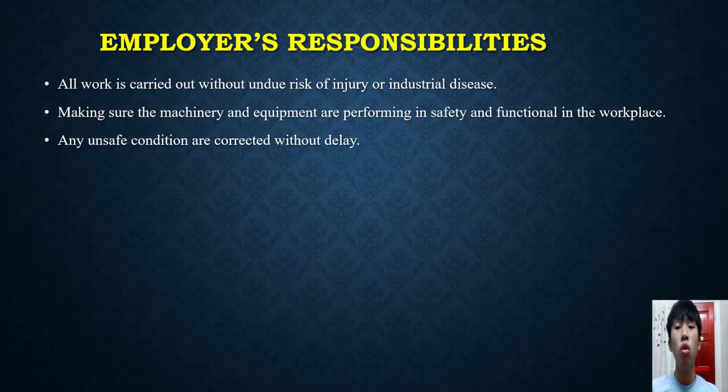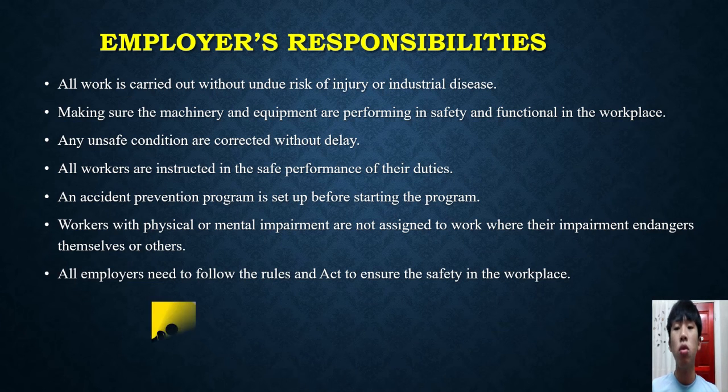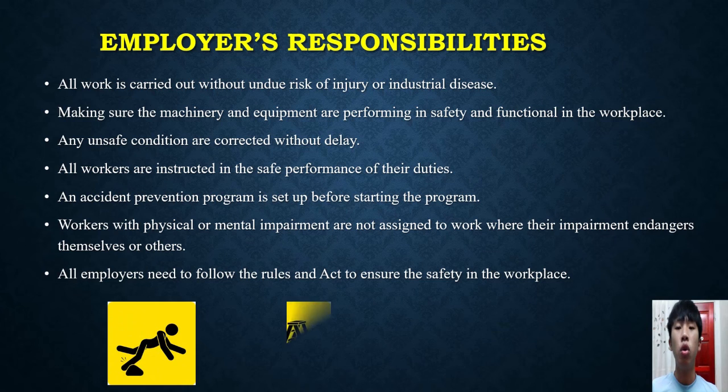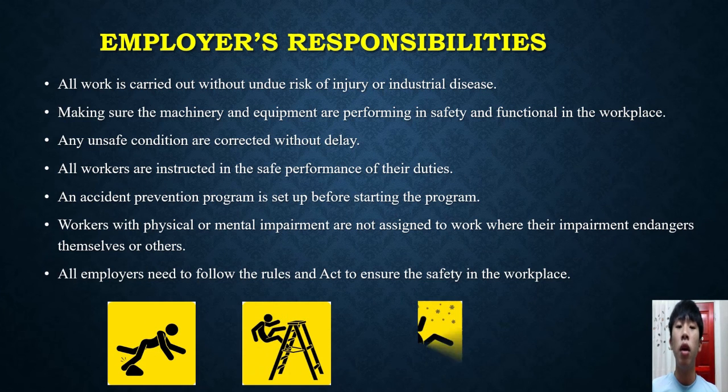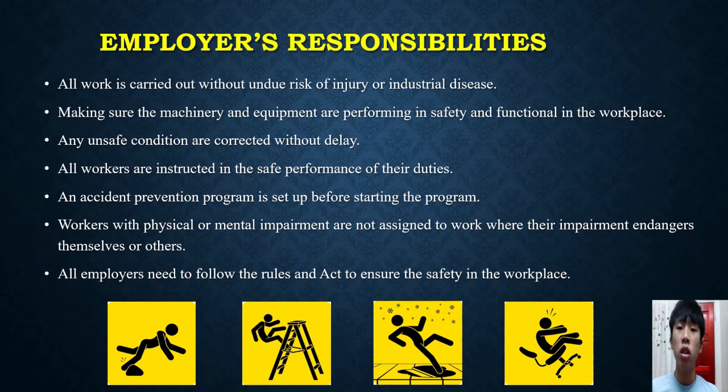The employer needs to ensure all work is carried out without undue risk of injury or industrial disease in the workplace. They also need to make sure the machines and equipment are performing safely and functionally in the workplace. The third one is any unsafe condition needs to be corrected without any delay, immediately. All workers are instructed in the safe performance of their duty in the workplace. The accident prevention program needs to be set up before starting any program or job in the workplace.